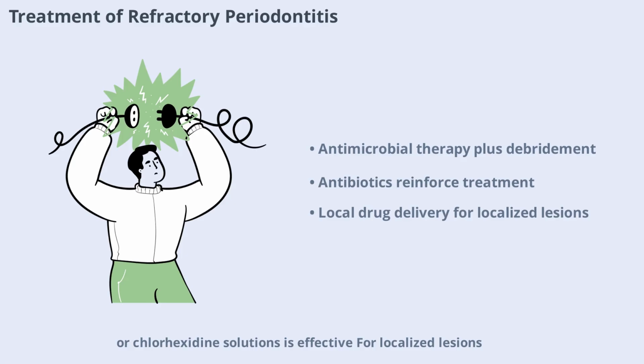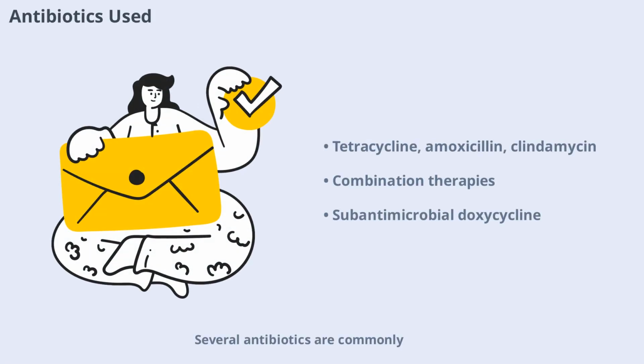For localized lesions, local drug delivery systems in the form of gels, fibers, or chips can be used, offering smaller doses and minimal side effects. Several antibiotics are commonly used to treat refractory periodontitis. These include tetracycline hydrochloride, amoxicillin, clindamycin, and combinations such as metronidazole with amoxicillin or doxycycline. The choice of antibiotic and dosage depends on the specific case and microbial profile.